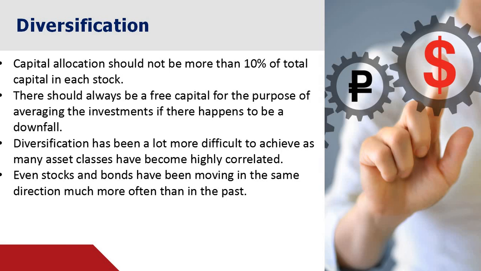Diversification has become a lot more difficult to achieve as many asset classes have become highly correlated. Even stocks and bonds have been moving in the same direction much more often than in the past. People following a mixed level of strategies shall apply all 5 strategies in their portfolios so that they are able to mitigate their risk to the lowest possible level.